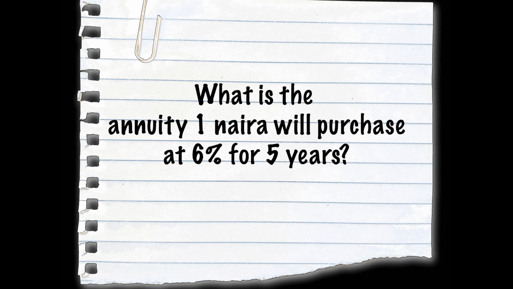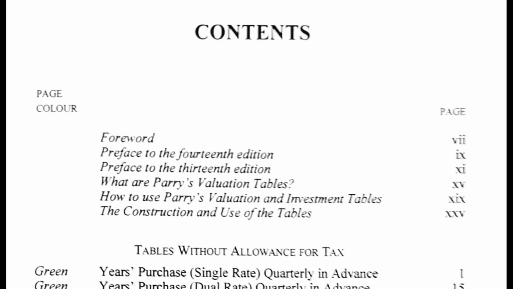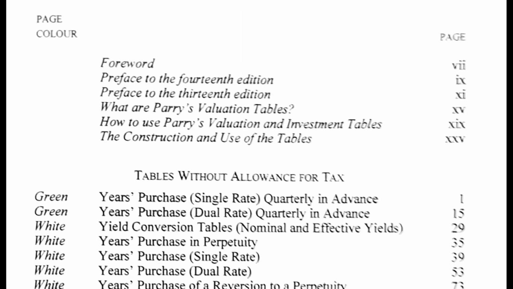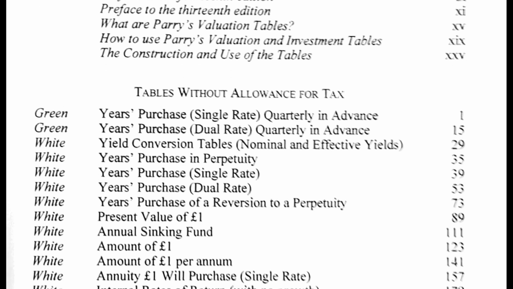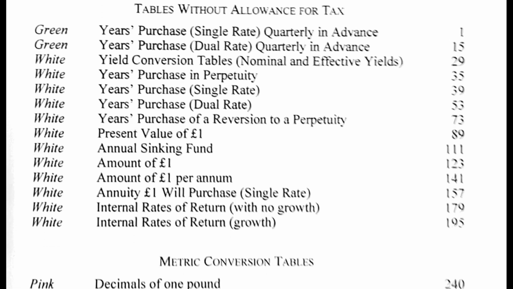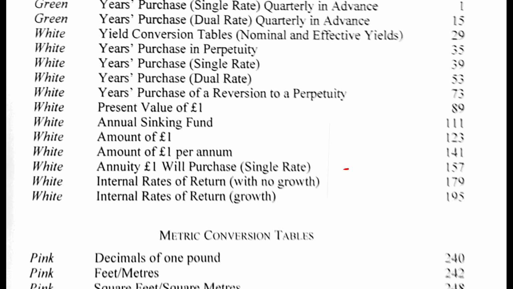Our last question says, what is the annuity 1 naira will purchase? Remember that annuity is another name for the annual equivalent, at 6% for 5 years. So once again, we're going back to our content table to find out where we can get our annuity table from. And the content table tells us that it is on page 157. It says annuity £1 will purchase, single rate. So yes, it's possible to have dual rate for annuities too, but we are dealing with the single rate.